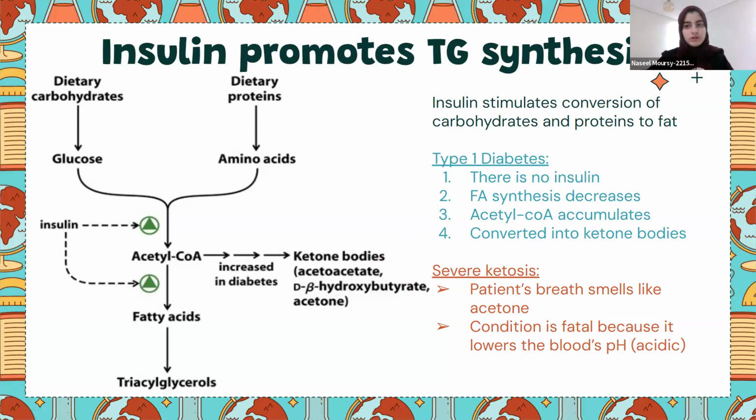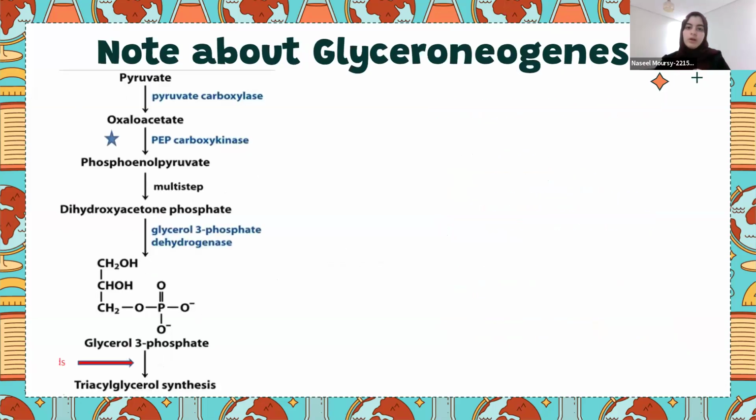Even though, no, they're actually having a crisis. Okay, and this can be very fatal because ketone bodies are actually acidic, so they lower the pH of the blood and they can kill the patient. Okay? Now, one more thing about glyceroneogenesis, which is basically the formation of glycerol.